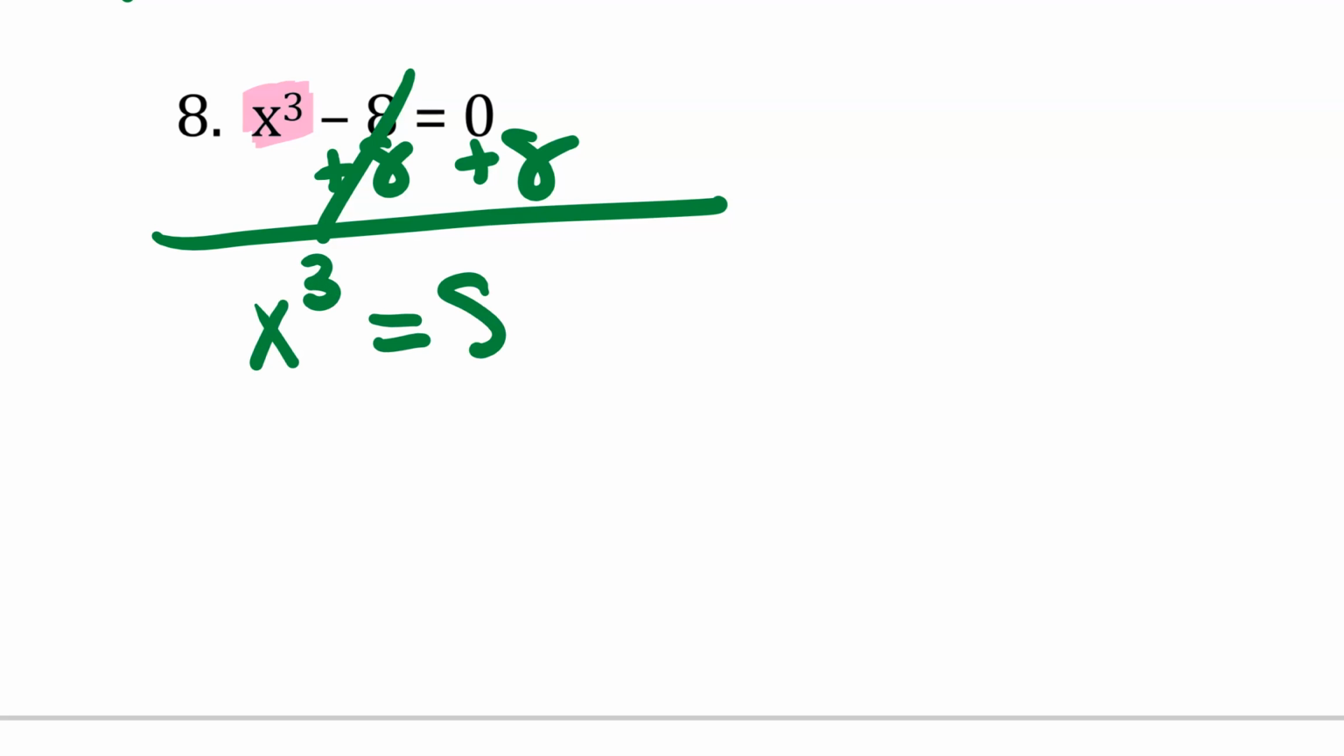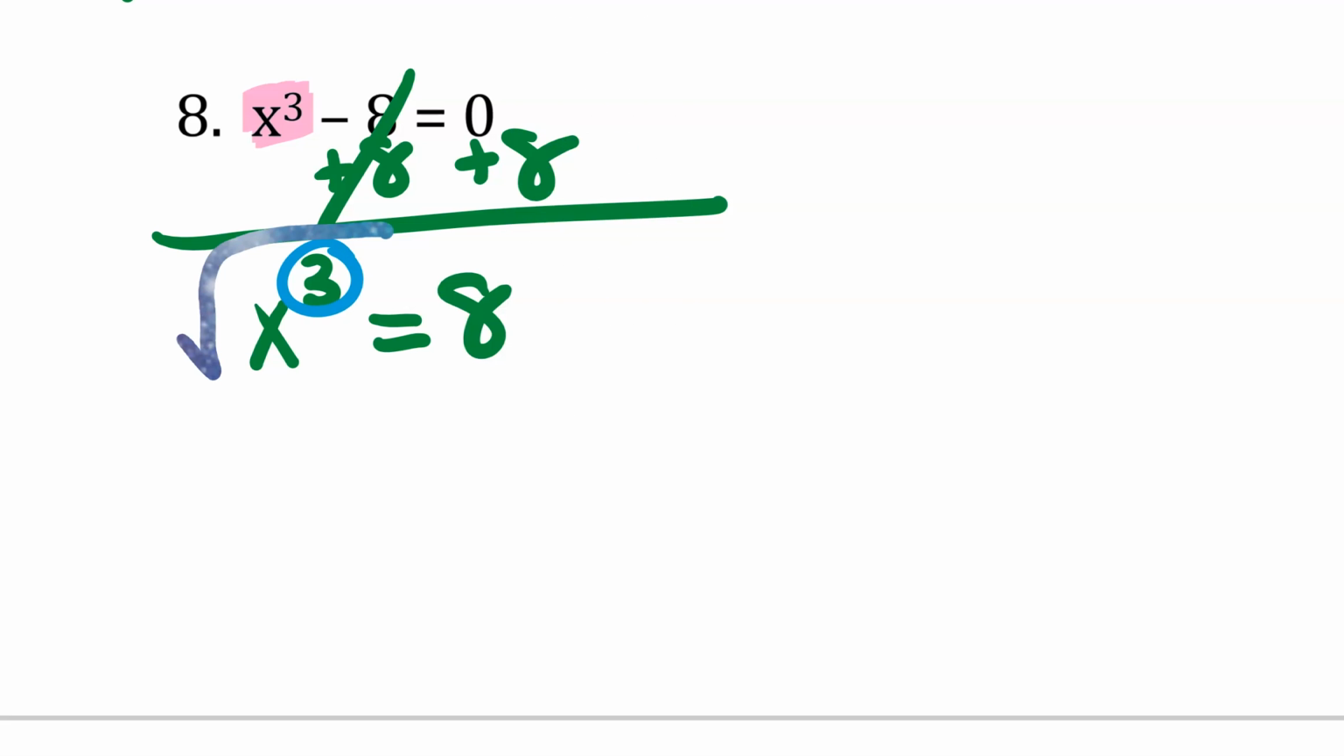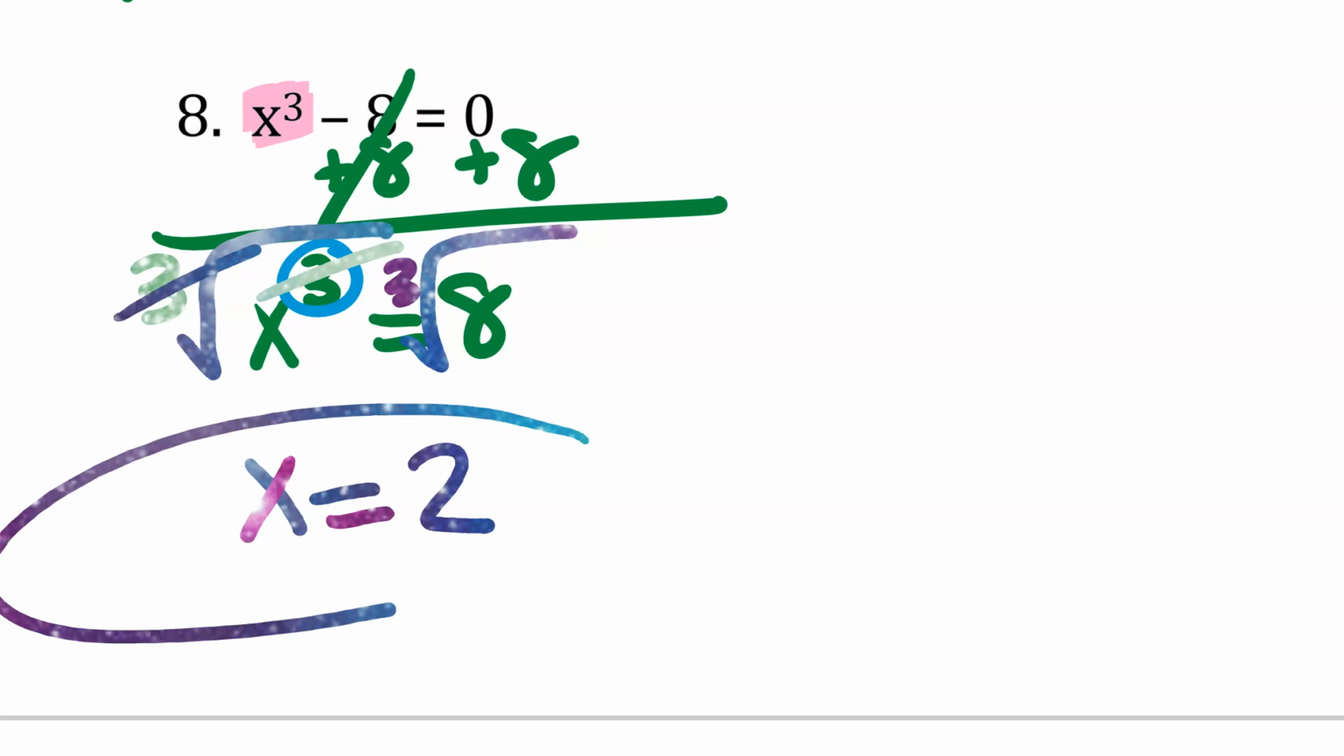X cubed equals 8. Okay, let's get rid of this cube right here. Opposite of cubing is cube rooting. Let's cube root the 8. Okay. Making things a lot nicer for myself than factoring it and then trying to solve it that way. Trust me, you don't want to. Cube root of 8 is 2. So this is going to be my answer on that one. Yes, I only have 1 zero. That's okay.